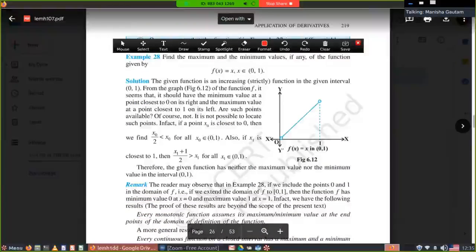Now here, through the graph, I can tell you example number 28. Find the maximum and minimum values of the function f(x) = x, and the interval given is the open interval 0 to 1. What is the meaning of open interval? It means 0 is not lying there and 1 is not lying there. You are talking about the numbers which are lying in between 0 and 1.